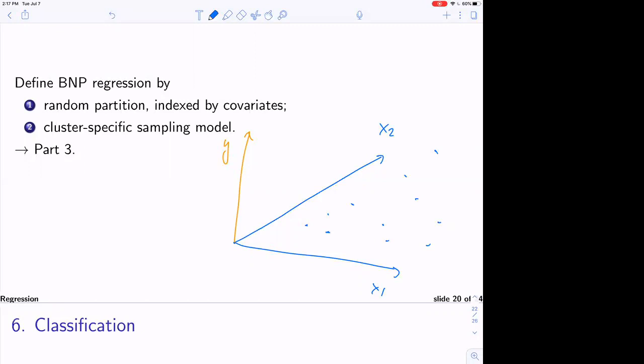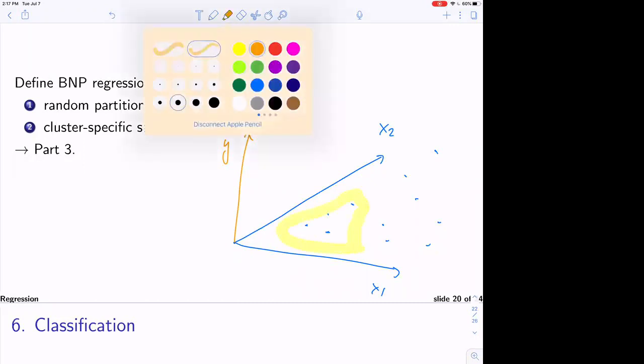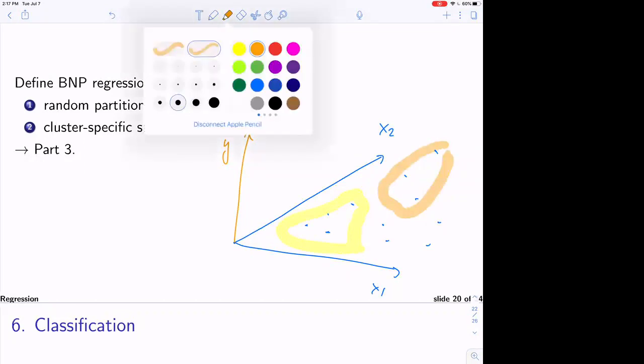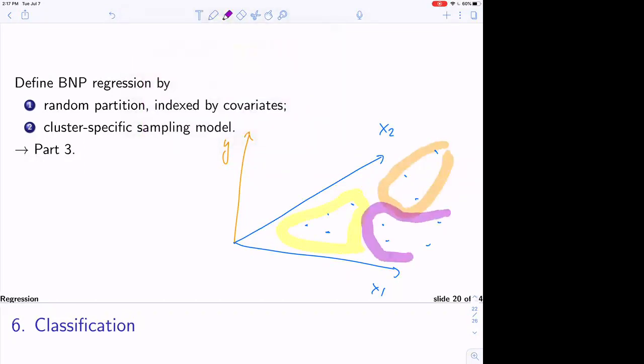So on the basis of that, we might then create clusters here. Say we might have here the yellow cluster. We might have here the orange cluster. And we might have here the purple cluster. There are now 3 clusters indexed by covariates. Let's give names to the clusters. This here is C1, C2, the orange one, and C3, the purple one.